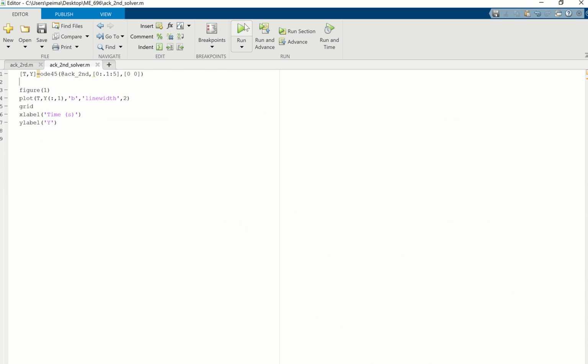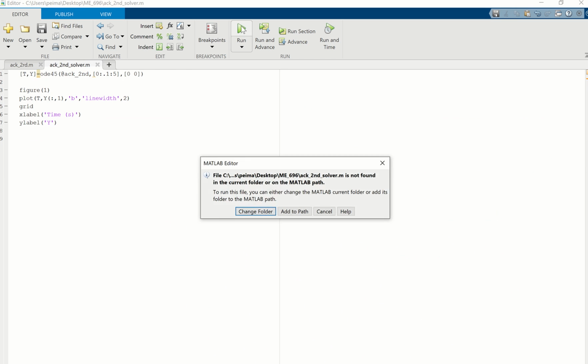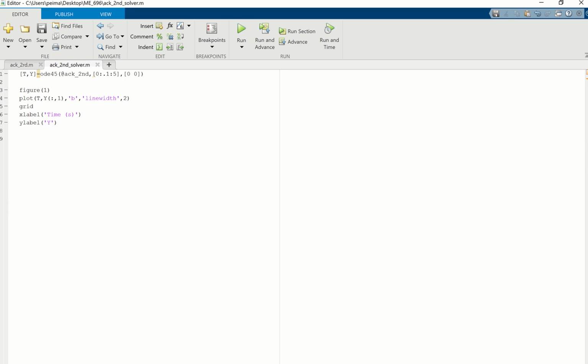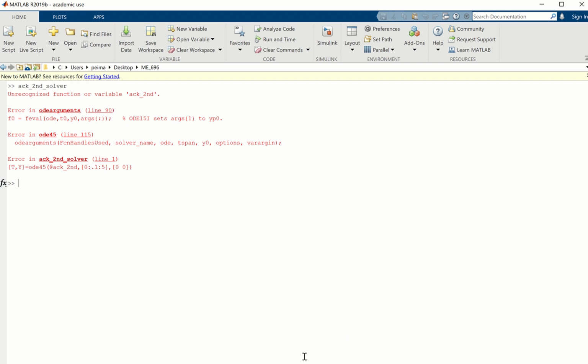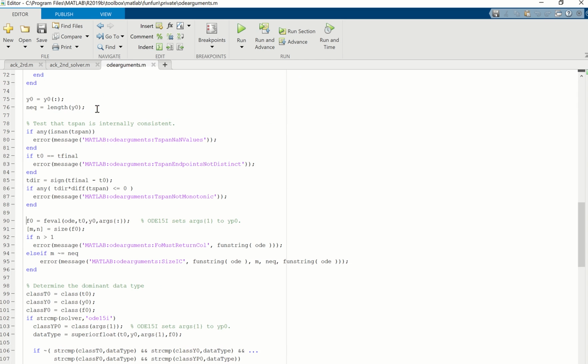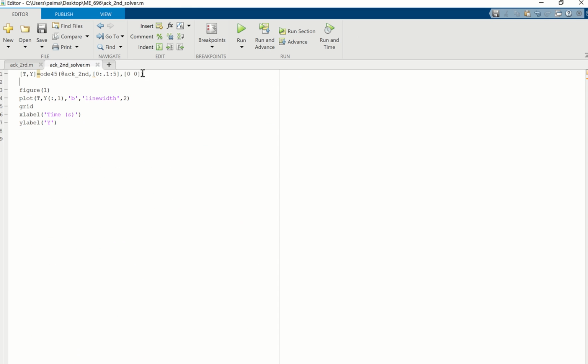So if I run this, let me first debug it. Change folder. There's some typo. Let me see. Oh, I remained as RD. Must be but second. It doesn't matter.